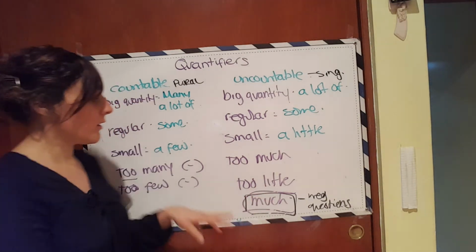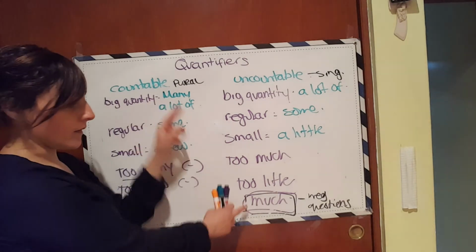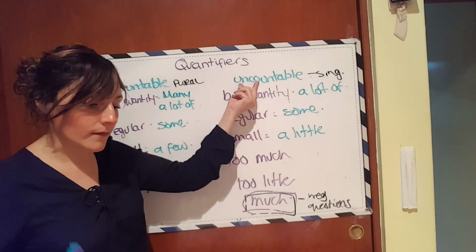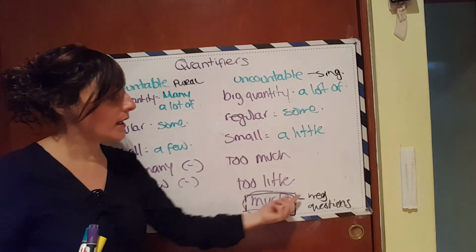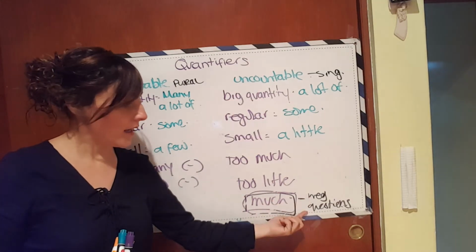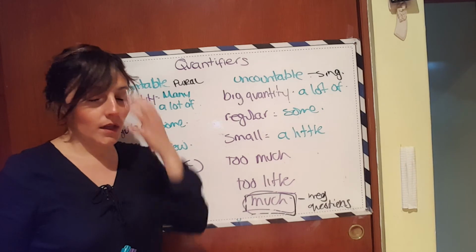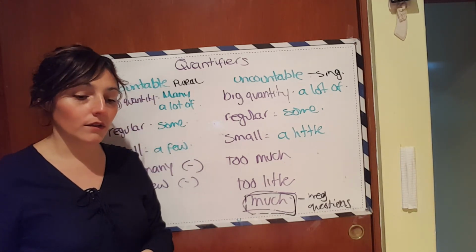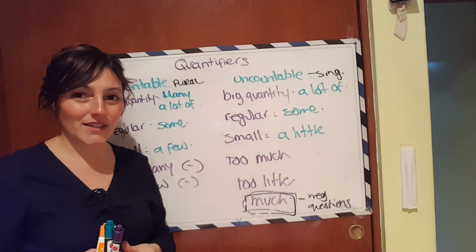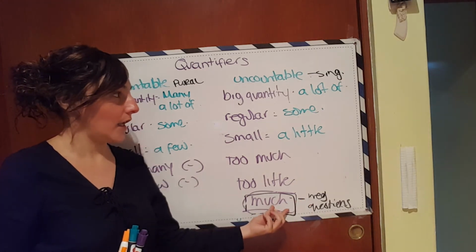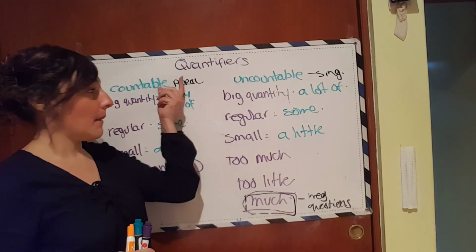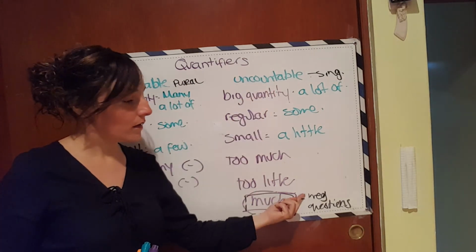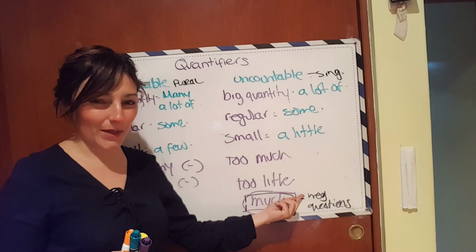Then, many people confuse much and many. Much is for uncountable nouns only, and it is only used in negative statements and questions. For example, I don't give my students much homework. I don't is a negative statement, and then I cannot say, I don't give many homework. No, that is not correct. Much is only for uncountable, and in this case, a negative statement.